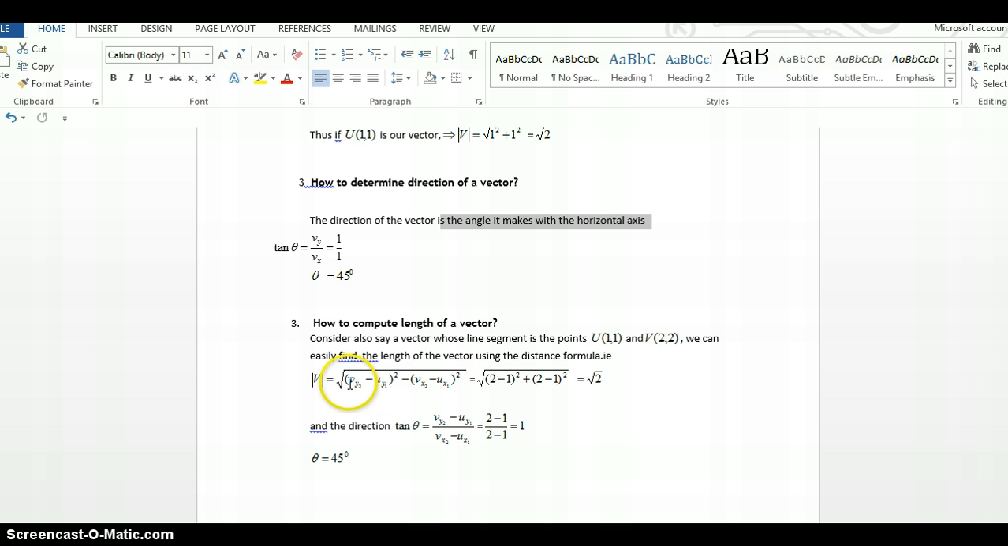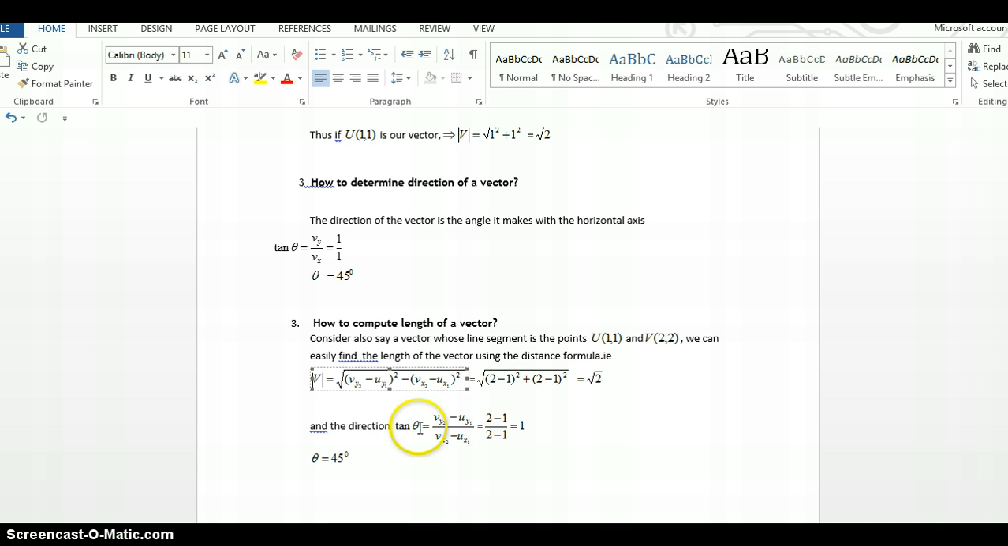So we just say the square root of (vy2 minus uy1) squared plus (vx2 minus ux1) squared. Here this is y2, this is x2, this is y1, this is x1. If you substitute all these values into this formula, you arrive at root 2.